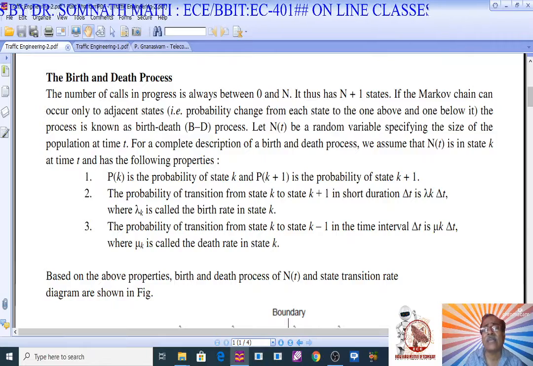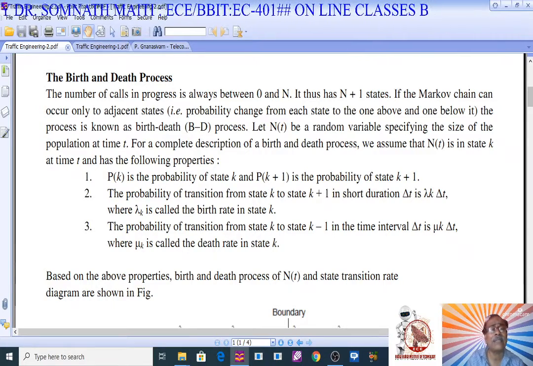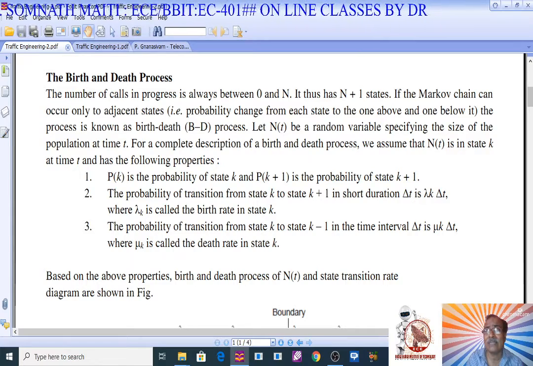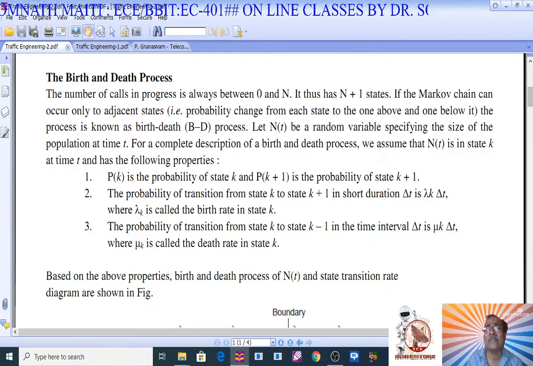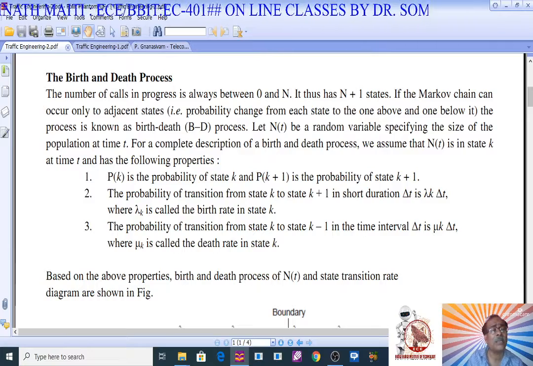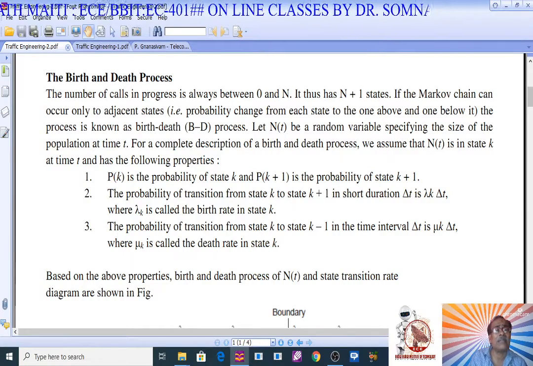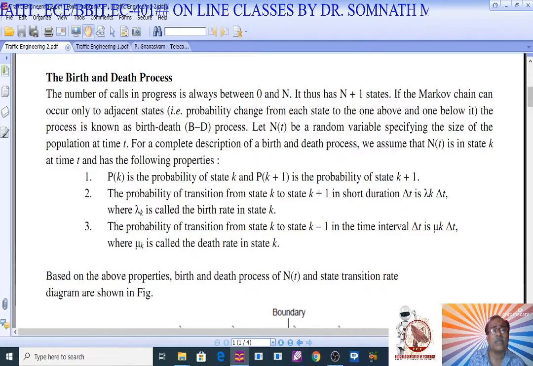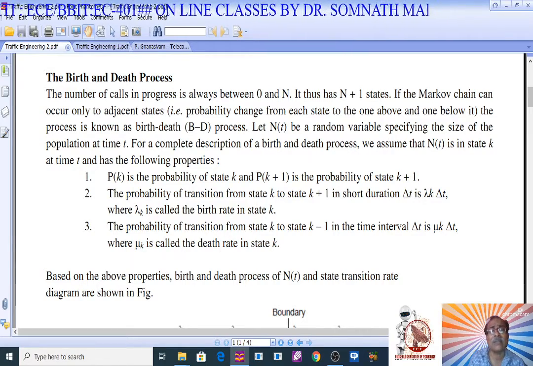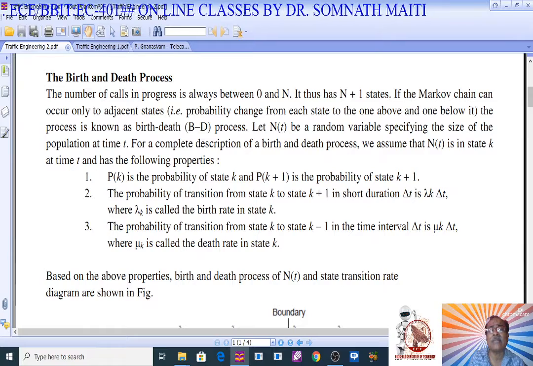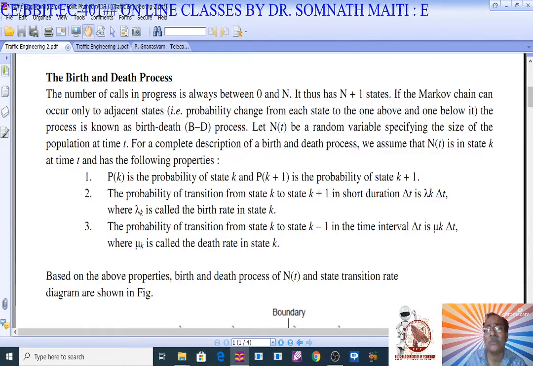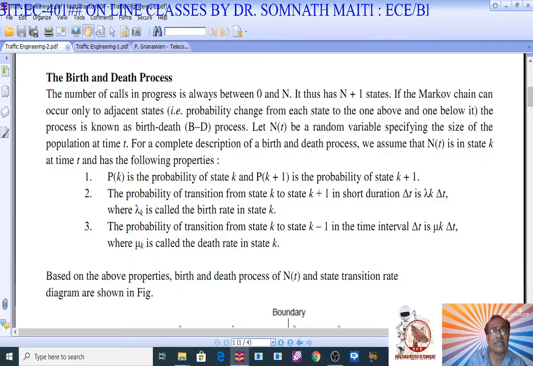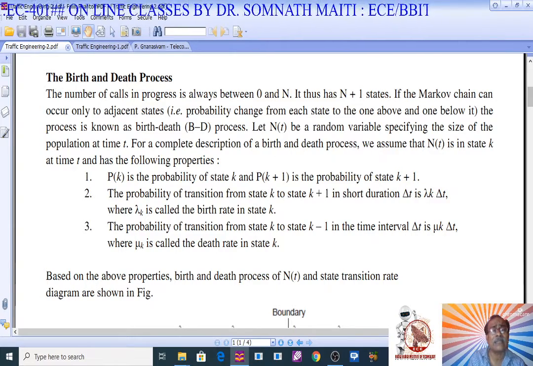lambda k into delta t. Lambda is the arrival rate multiplied by its state into time. Lambda k is called the birth rate in state k. The probability of transition from k to k minus 1 in the time interval delta t is mu k into delta t. Mu is called the death rate, the call completion rate in state k.